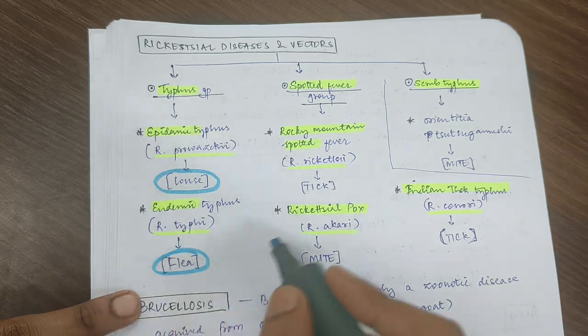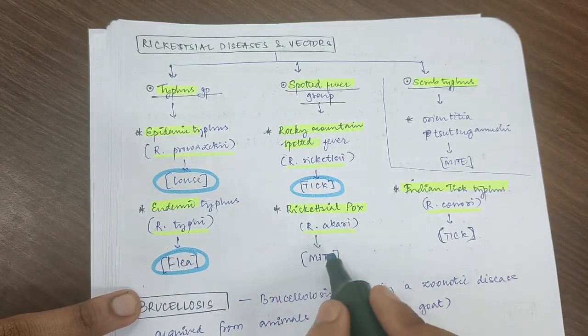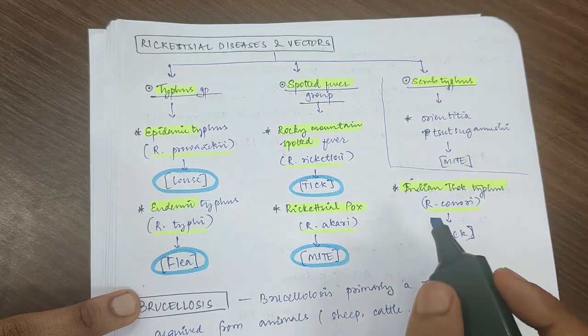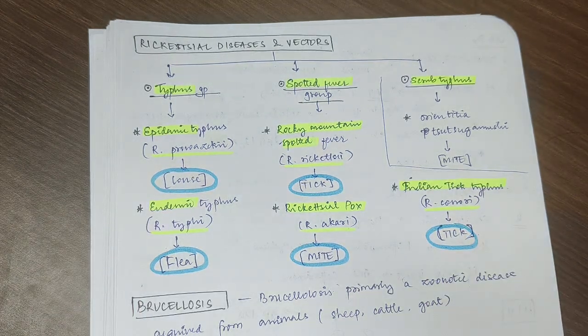Endemic it is flea. Rocky Mountain again it is tick. Rickettsialpox it is mite. Then Indian tick typhus it is tick. So how are you going to remember this?